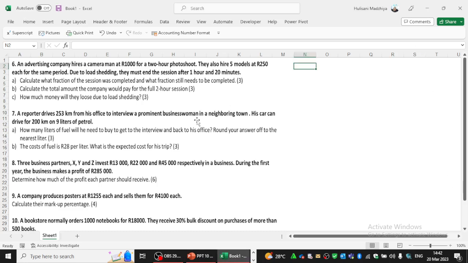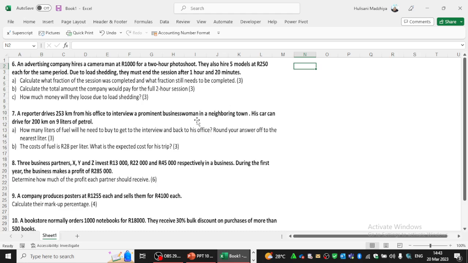So taking a look at this under Excel, which will make it much better for me to write them and explain. The first one says that an advertising company hires a cameraman at 1,000 for a 2-hour photo shoot. They also hire 5 models at 250 each for the same 2-hour photo shoot. Due to load shedding, they must end the session after 1 hour 20 minutes.